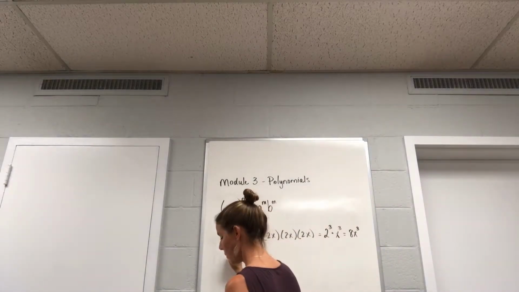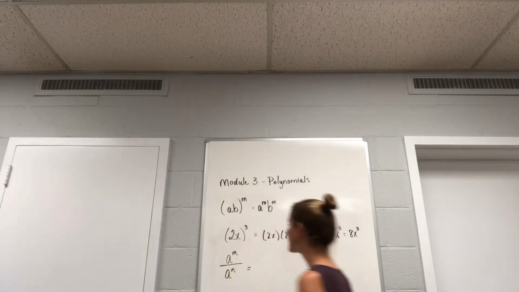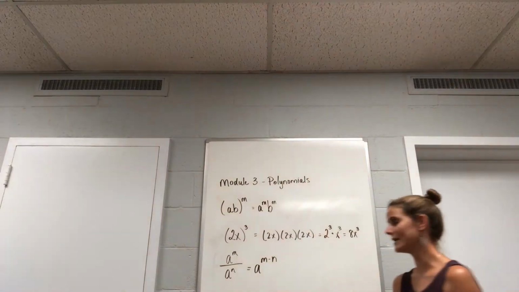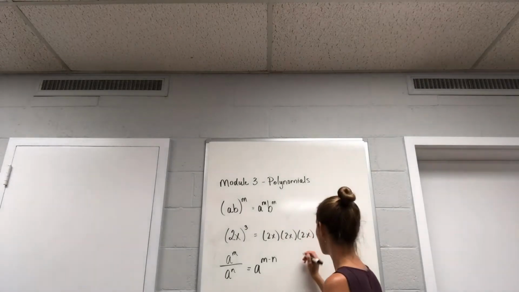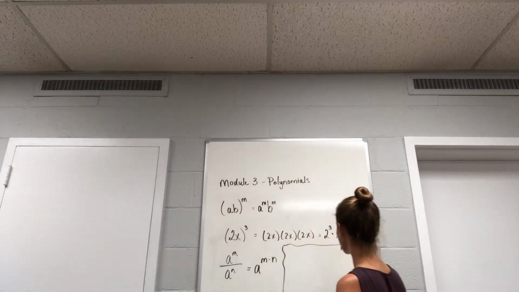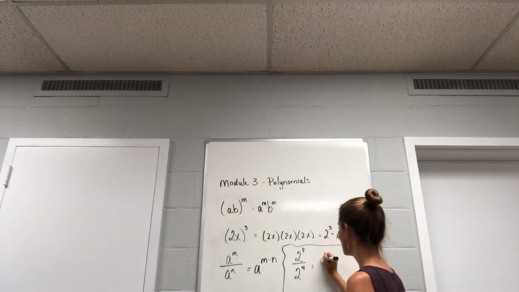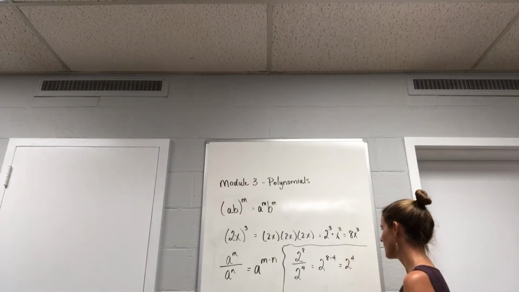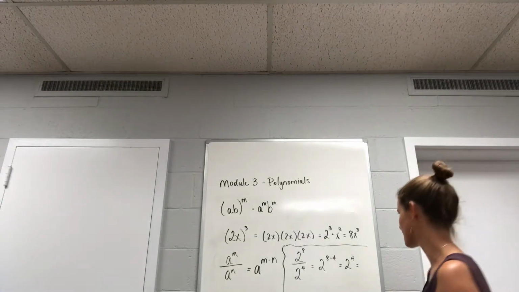Then we have the quotient rule, which is a to the m power over a to the n power. If you have this, we just take the difference of those exponents, a to the m minus n. An example of this would be 2 to the 8th power over 2 to the 4th power. This is really just 2 to the 8 minus 4th power, which is 2 to the 4th power. And then I can actually evaluate that. 2 to the 4th power would be 2 times 2 times 2 times 2, which is 16.